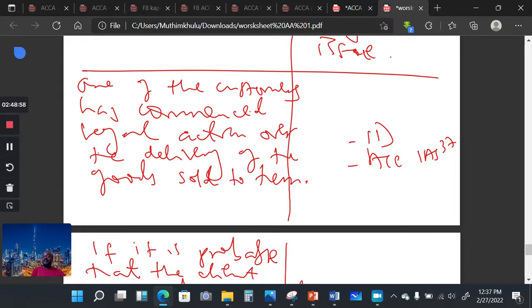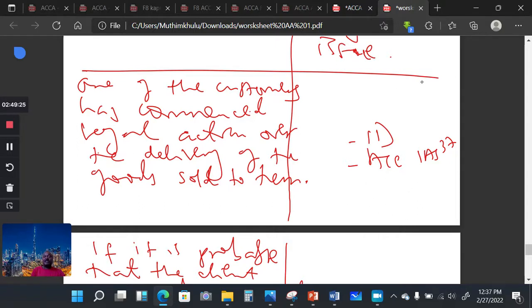Tell the examiner, if it is probable that the client is going to pay, then a provision is required, or we have to create a provision. We have to recognize the provision. But if it is only possible that we are going to make a payment, then a contingent liability is to be disclosed in the notes to the financial statements.